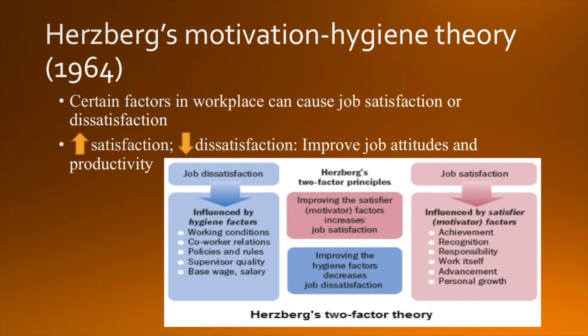Herzberg found that certain factors in the workplace can cause job satisfaction or dissatisfaction, and he also analyzed the two-factor principle. Job satisfaction can be improved by motivator factors, for example, achievement, responsibility, work itself, advancement, and personal goals.